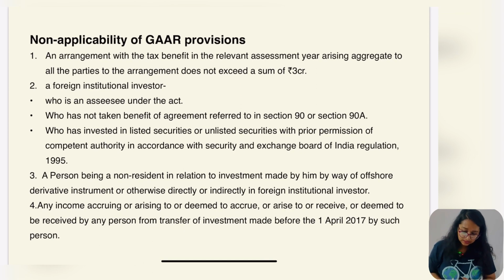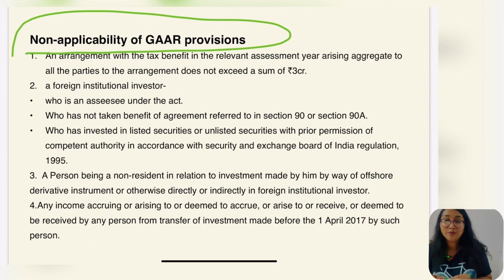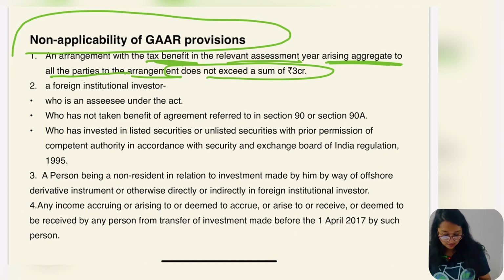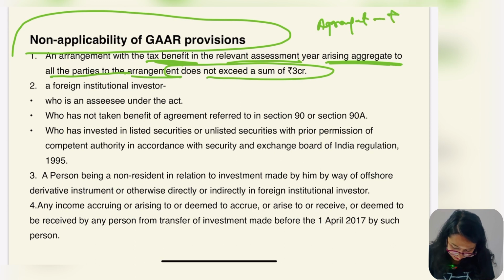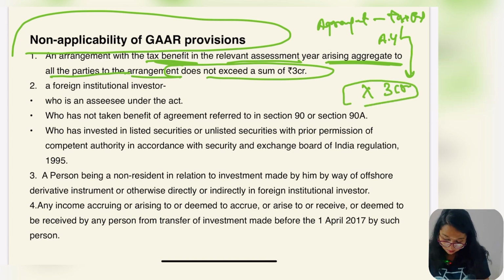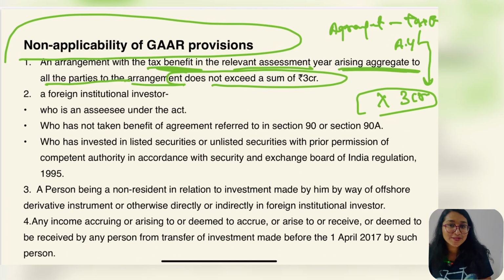Now let's go to where non-applicability of GAAR provisions is going to apply. There would be non-applicability of GAAR when the arrangement with tax benefit in the relevant assessment year, arising in aggregate to all the parties to the arrangement, does not exceed 3 crore. Again, when the tax benefit in the relevant assessment year, in aggregate of all parties to the arrangement, does not exceed 3 crore in amount, in that case GAAR is not going to be applied.